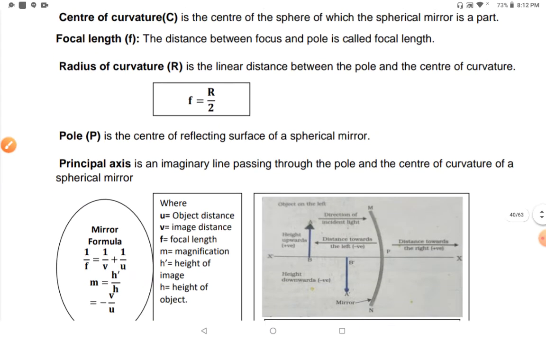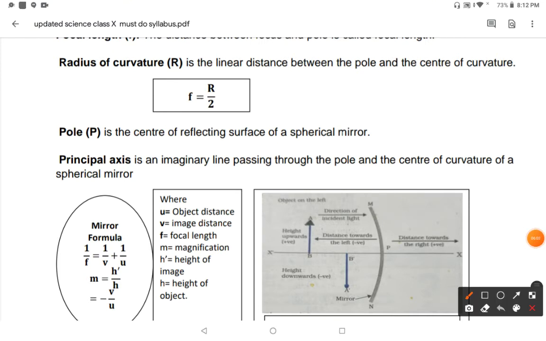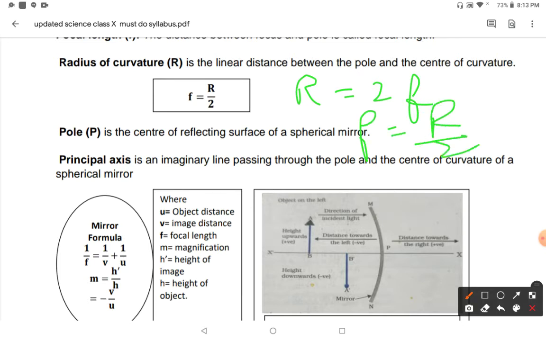So the next one is radius of curvature. Radius of curvature is the linear distance between the pole and the center of curvature. Every circle has a radius. So this is the radius. So F, and what is the relation between R and F? R is double the focal length. So focal length is half of the radius, R by 2.